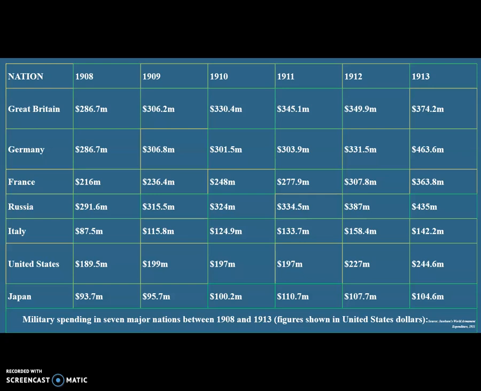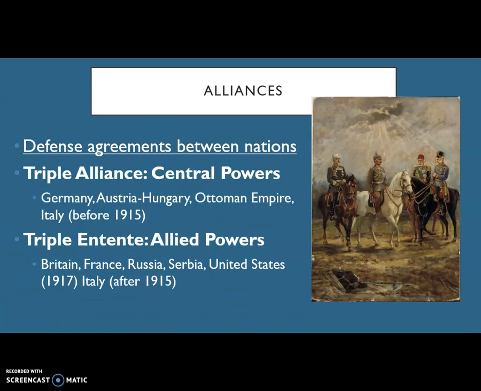Now, the second one is alliances. This is going to be kind of confusing. I guess it's not really that confusing. The only confusing part is that the Triple Alliance is the Central Powers, and the Triple Entente, that's how you pronounce that word. A lot of people think it's like Entente or Entente. It's not. It's Entente. I even gave you a little pronunciation help in the note guide. But the Triple Alliance forms what are known as the Central Powers, and the Triple Entente forms what are known as the Allied Powers.